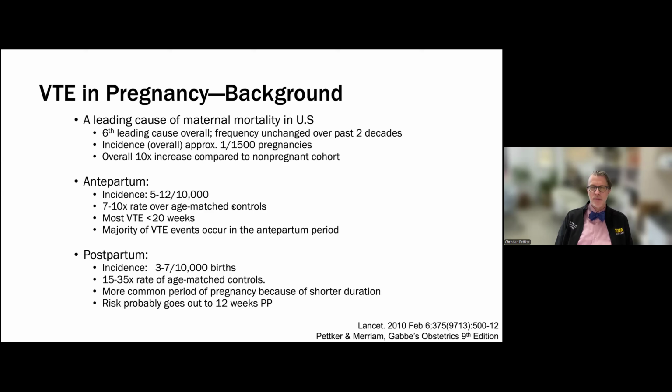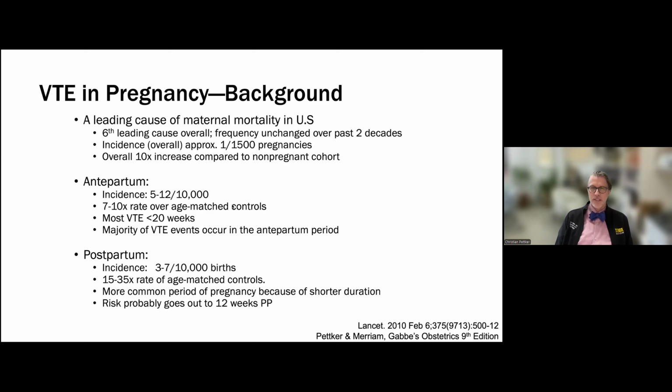But venous thromboembolism, why we're talking about it today and why it's one of the first topics for this series is because it's a leading cause of maternal mortality in the United States, and it's thought to be a leading preventable cause. These days, it ranks about sixth among the leading causes for maternal mortality.